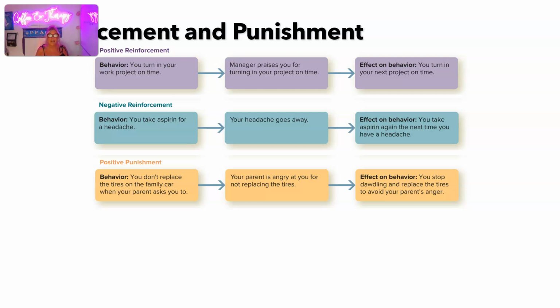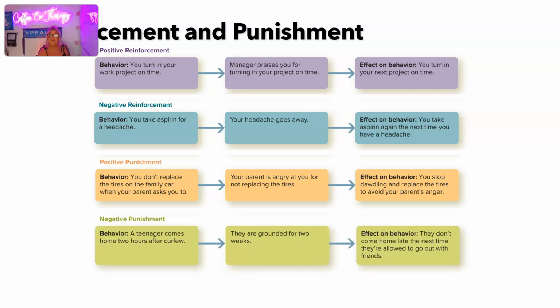Behavior, you don't replace the tires on the family car when your parents ask you to. Your parent gets angry at you for not replacing the tires. What is the effect on behavior? They repeatedly ask. You stop dawdling and replace the tires to avoid your parents' anger, right? You don't want to listen to them say, why don't you do this? So you do it. Negative punishment.